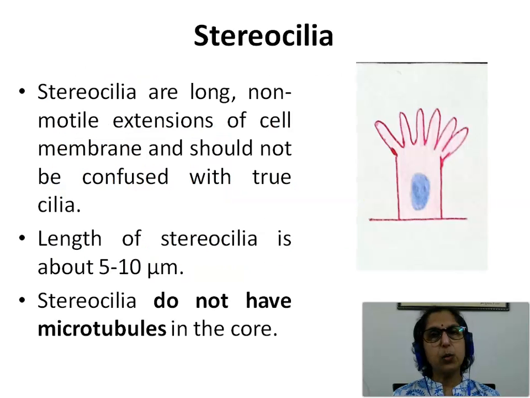Next, we want to study the stereocilia. Stereocilia are long, non-motile extensions of the cell membrane and should not be confused with true cilia. Length of the stereocilia is about 5 to 10 micrometer. They do not have microtubules in the core. And what we see here is a columnar cell showing stereocilia which are seen along the apical pole.